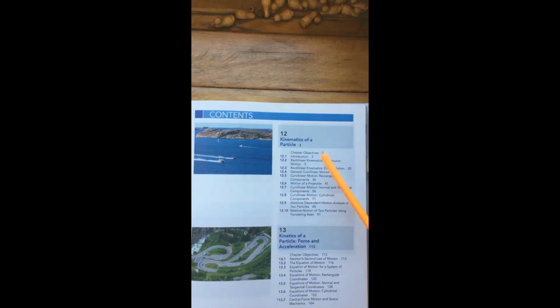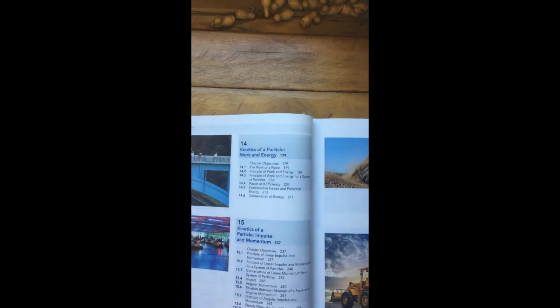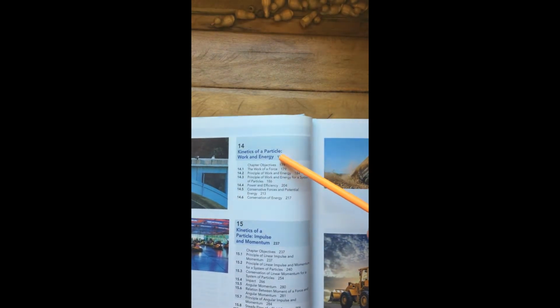In Chapter 12, we had kinematics of a particle, so that was position, velocity, and acceleration in time. Then in Chapter 13, we looked at kinetics of a particle, where we used Newton's second law and looked at force and acceleration. In Chapter 14, we did the work energy conservation law, and in Chapter 15, we covered the impulse momentum conservation law. All of this was for a particle.